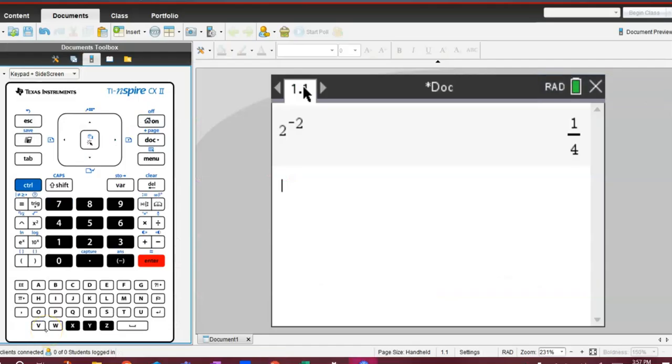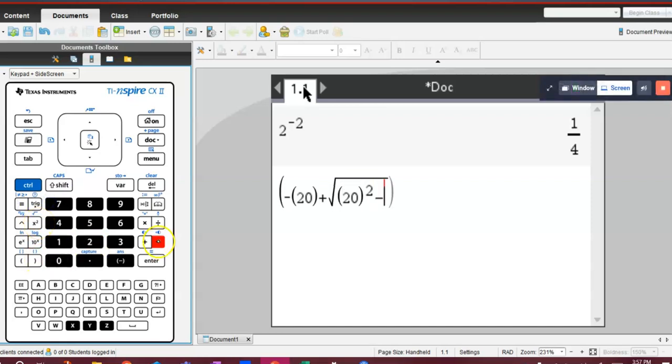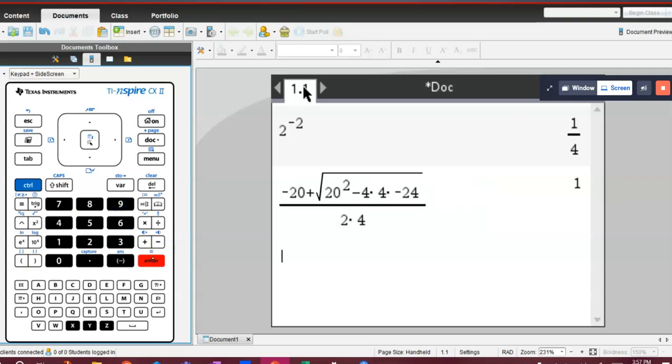Alright, putting this into the calculator, we need a parentheses first, and negative 20 plus the square root of 20 squared minus 4 times 4 times negative 24. Now we click out and we get that second parenthesis, divide by the bottom, which is 2 times 4. All right, that gives us one solution of 1.